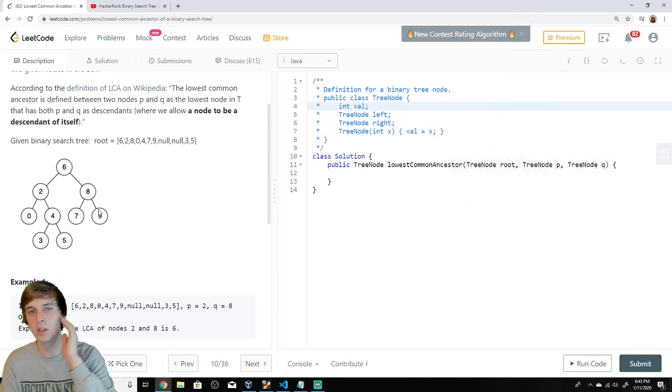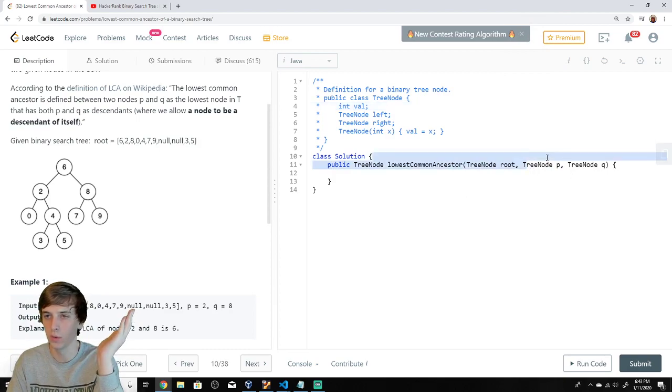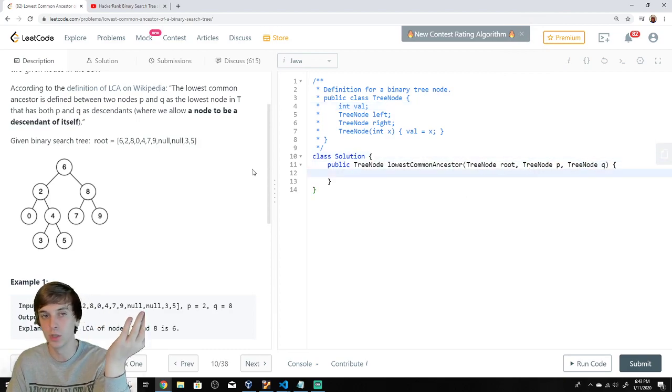So we just want to find the lowest common ancestor of two nodes. So we get two nodes, and we get the root of a tree. So this is the root of a tree, and we could traverse this tree, right? With the root, we could traverse it. We have two nodes. What is the lowest common ancestor? Well, basically, it's the node that is the lowest ancestor of two nodes, right?